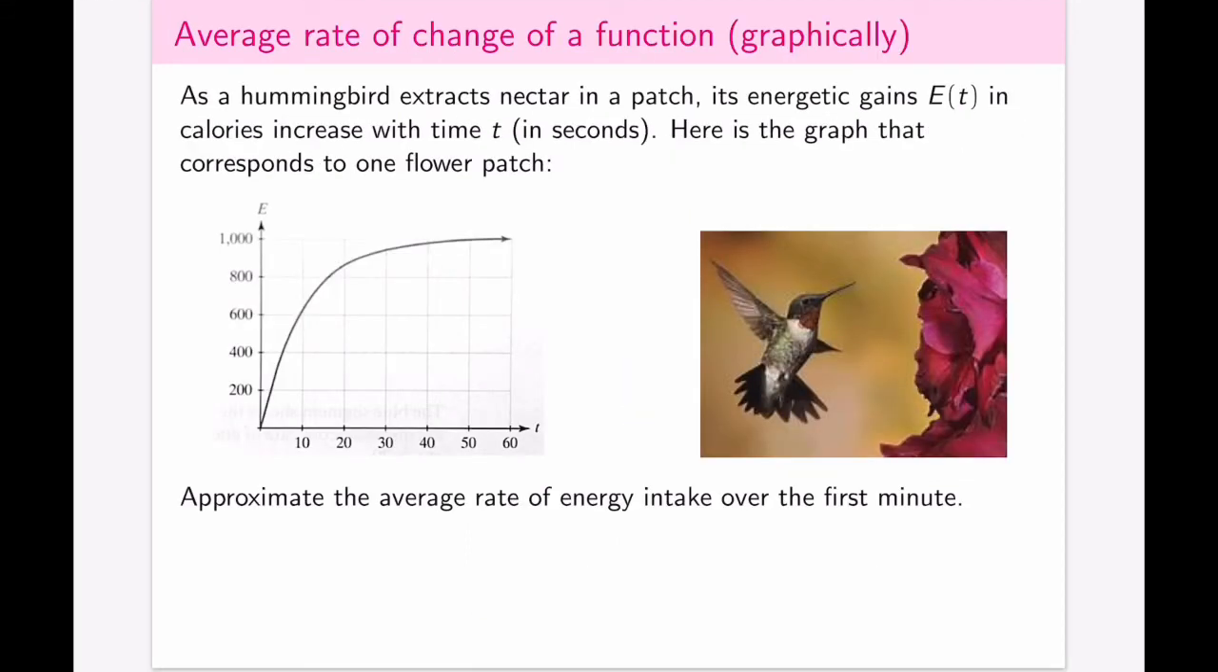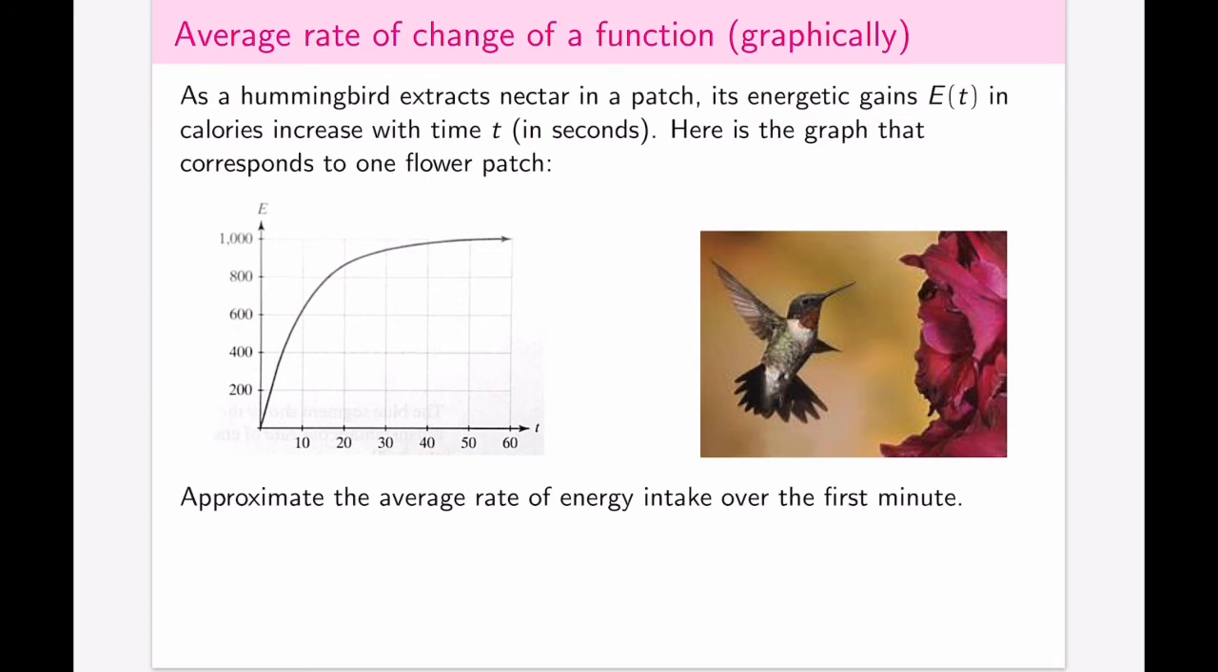Let's take a look at another example that ties together the average rate of change and the instantaneous rate of change and how to interpret them graphically. So what we have here is a hummingbird, and the hummingbird extracts nectar from the flowers or a patch of flowers. As time goes on, it of course gathers more and more nectar, and we can also describe it in terms of the energetic gains in calories increase.